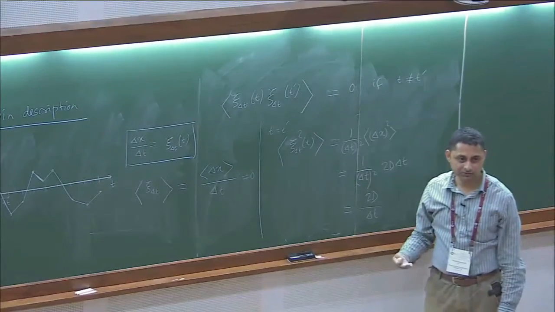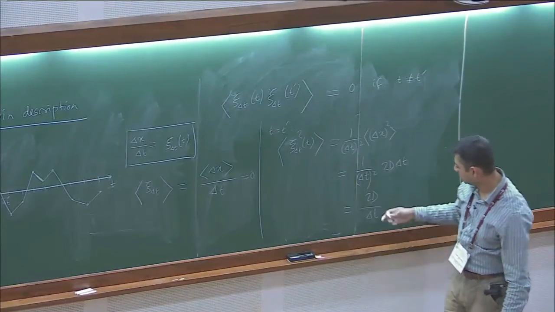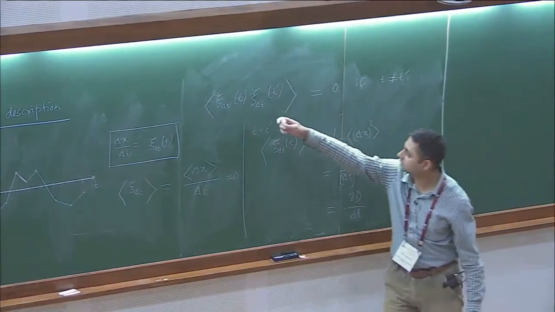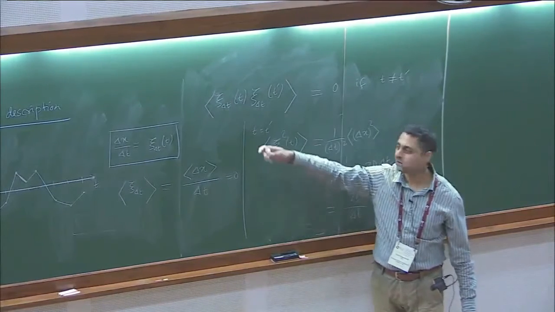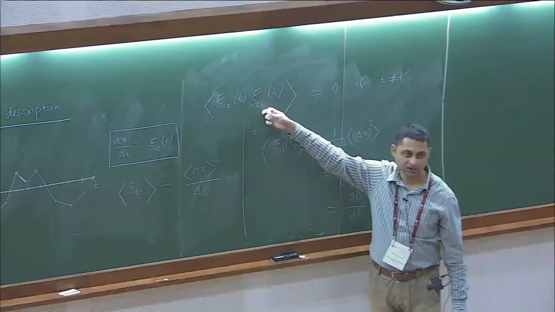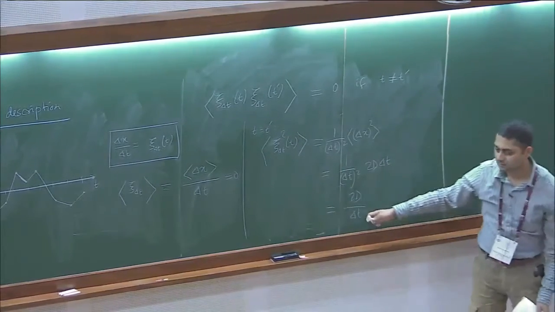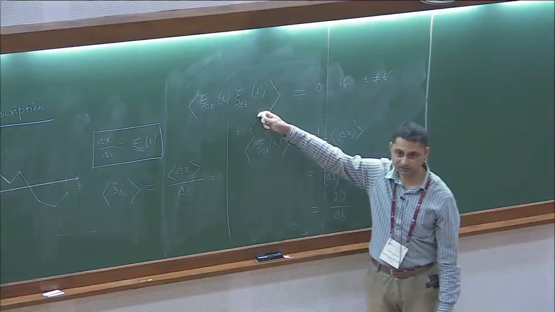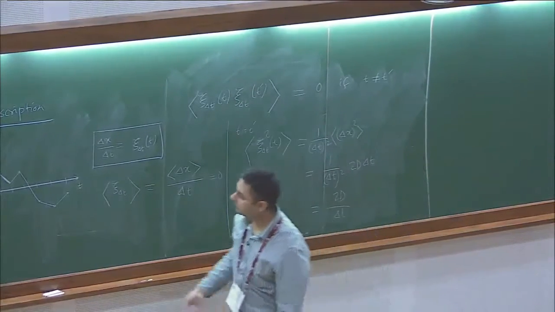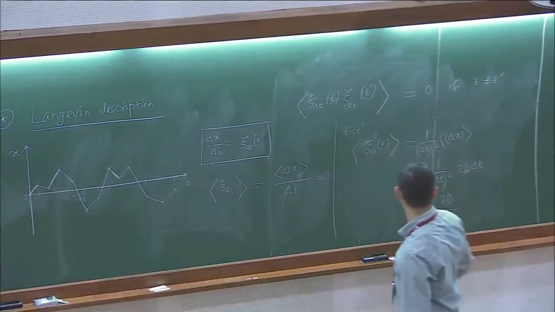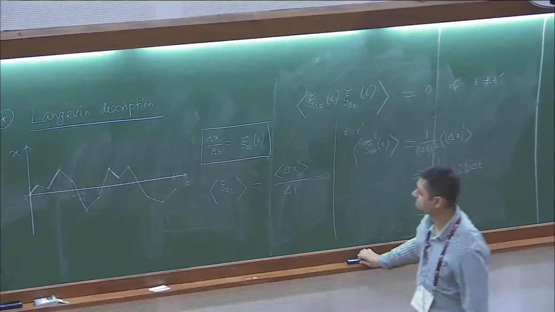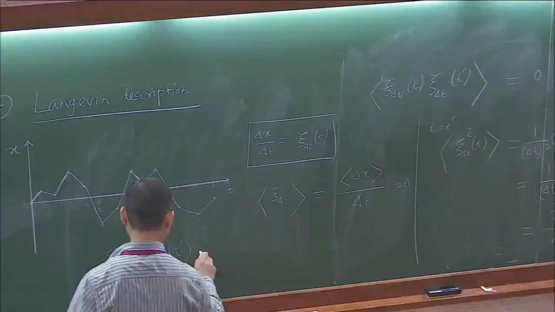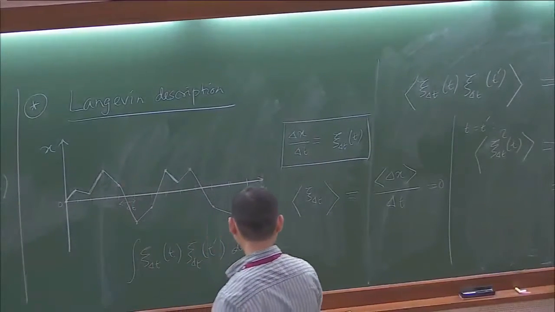Now I can take delta t going to 0 limit. So what happened? If I take delta t going to 0 limit, what do I get? Average is 0. This is 0, except when t is equal to t prime, that diverges, right? But if I integrate this function over t prime, so I will be integrating over this thing, right? So when you integrate, what do you get?